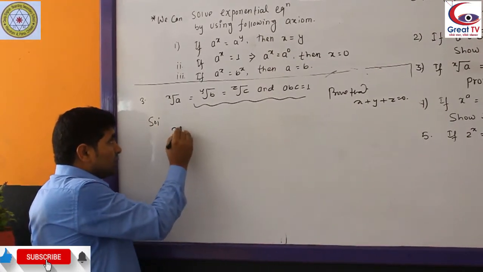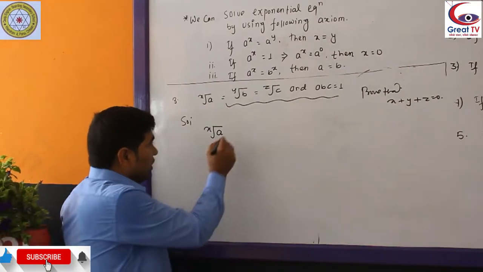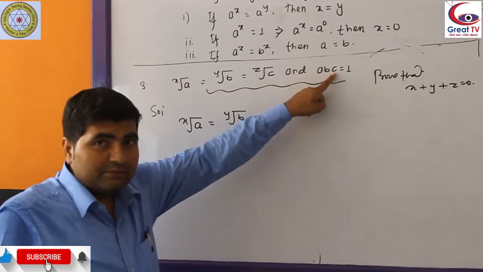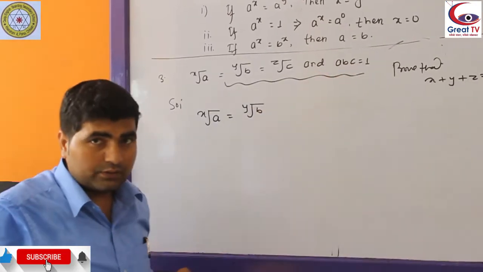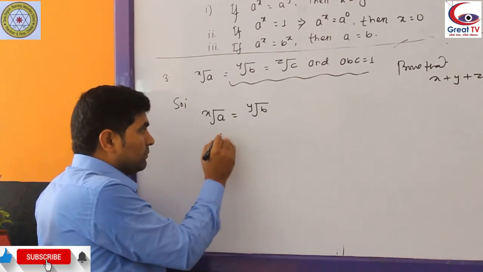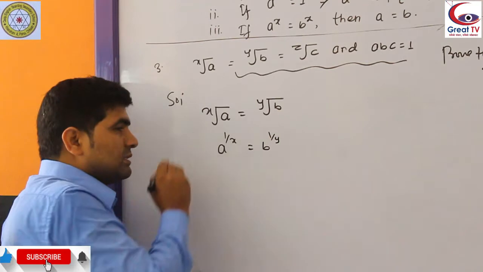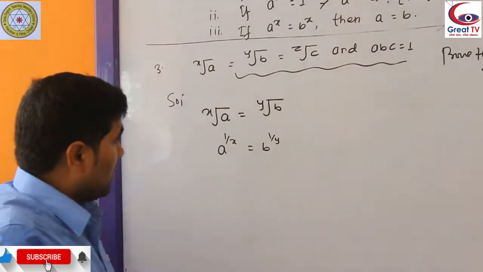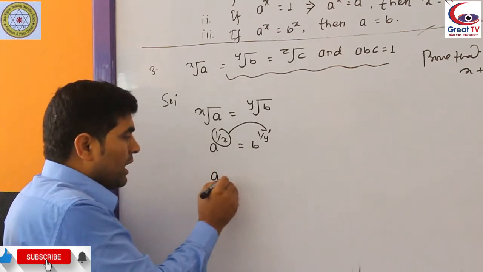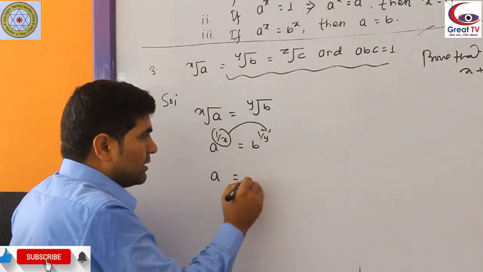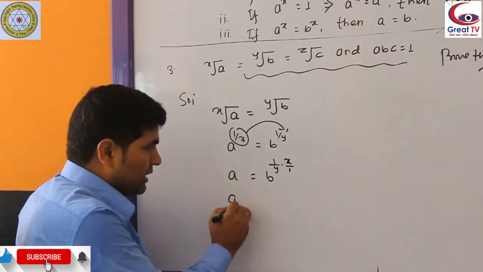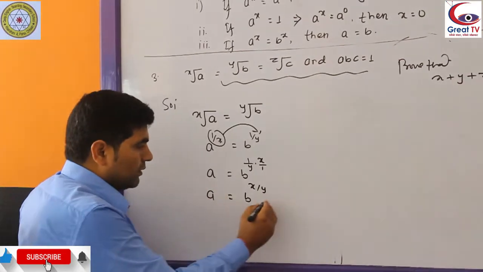Solution. x root under a equal to y root under b. If we put the value of a, b and c, easily we can equate the powers. So first, find the value of a, b and c in the same variable. Here a power 1 by x equal to b power 1 by y, because x is the order of the root, similarly y. Now a power 1 by x, this one goes to the other side, already studied in previous questions. On the other side b power, its reciprocal, 1 by y dot x by 1. a equal to b power x by y, this is the first.